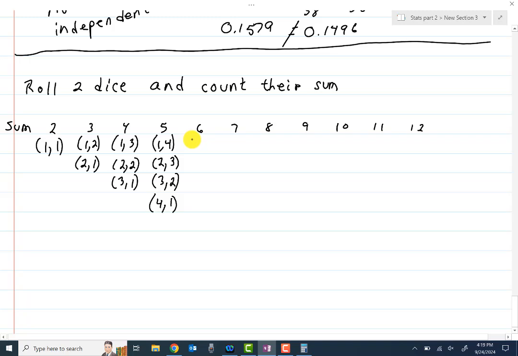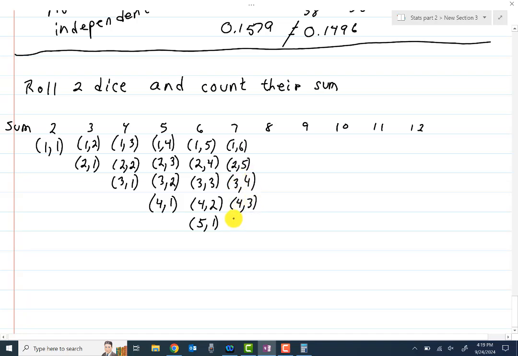Okay, I can get a 6 by getting, let's say, a 1 and a 5, 2 and 4, 3 and 3, 4 and 2, 5 and 1. For a 7: 1 and 6, 2 and 5, 3 and 4, 4 and 3, 5 and 2, 6 and 1.